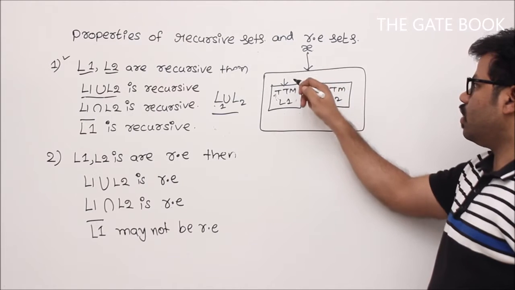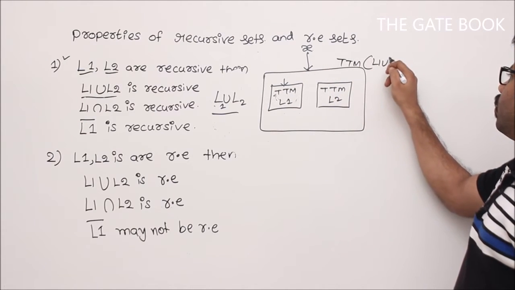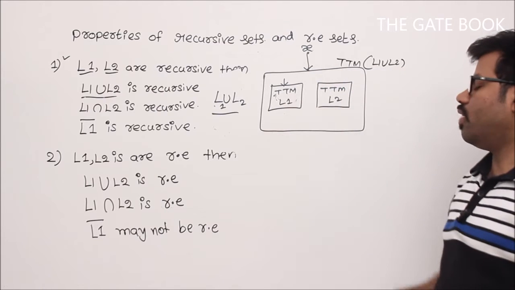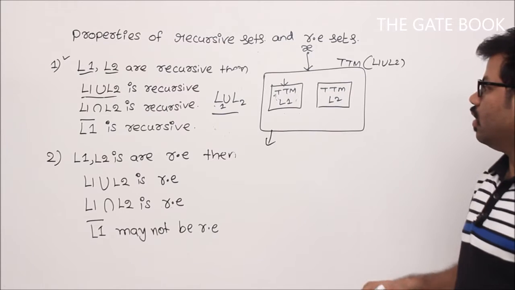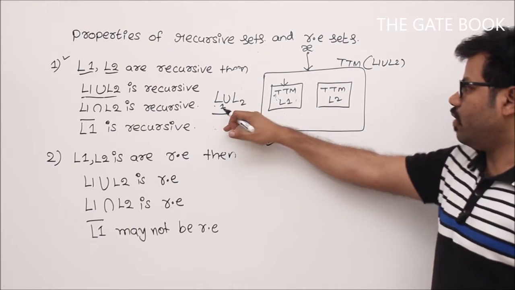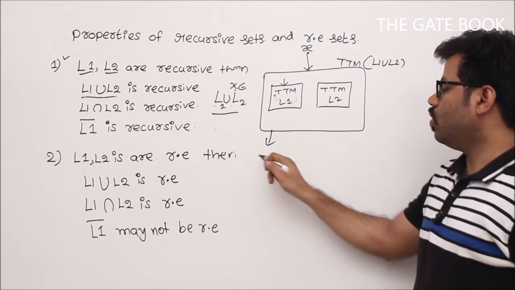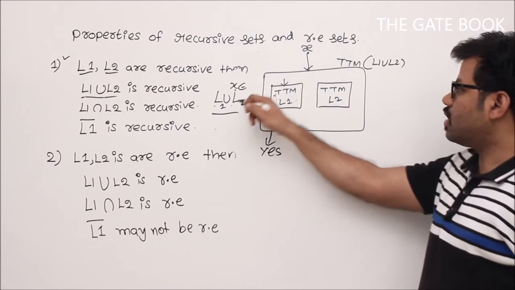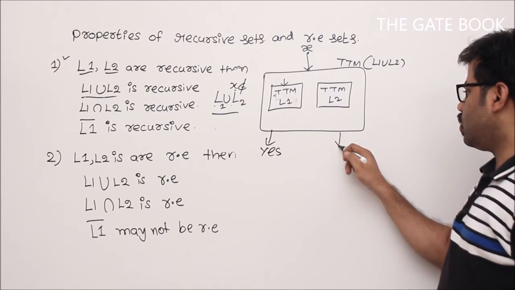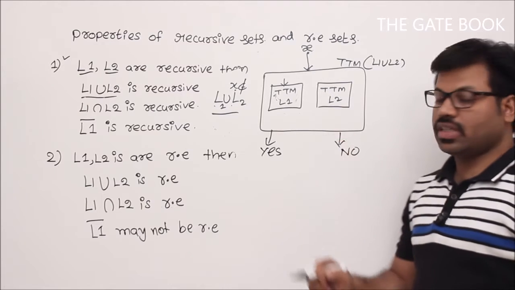Whatever input is given to this total Turing machine for L1 union L2, how am I going to accept? First of all, I will tell you the requirement. It is a total Turing machine for L1 union L2. If x belongs to L1 union L2, it should go to the S state, that means final state. If x does not belong to L1 union L2, this total Turing machine should say no, I don't accept. Such a total Turing machine we need.